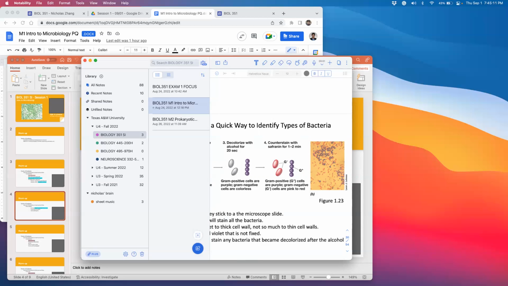Okay. Well, yes. So gram-negative is not just a low amount of crystal violet. It is the saffron. So know that. Good. We're learning together. It stains the cell wall of gram-positive.